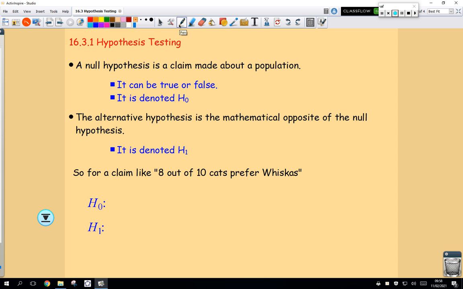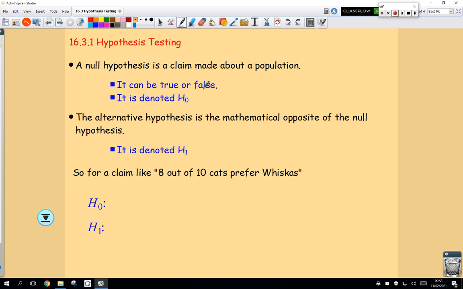First of all, something called the null hypothesis, and the null hypothesis is just a claim made about a population. If somebody makes a claim about a population, that is called a null hypothesis. For example, I might claim that most people believe in the existence of alien life. That's a claim I'm making about the population, and my claim can be true or false. I can claim anything really about the population.